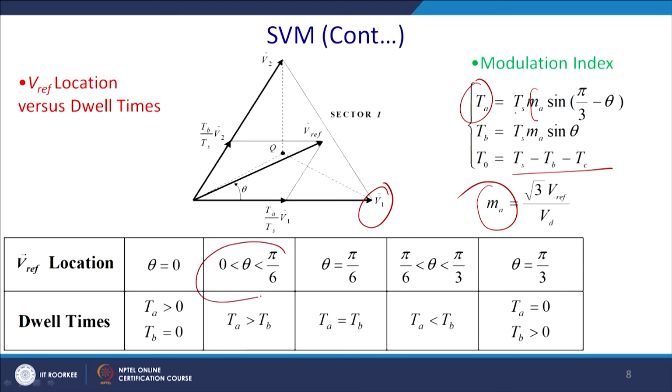Now, till 30 degrees, generally Ta is greater than Tb. At 30 degrees Ta equals Tb because it is a perpendicular bisector, so both vectors will have the same value. Then from 30 to 60 degrees Tb is greater than Ta, and at 60 degrees definitely everything will be made by Tb, there should not be any component of Ta.